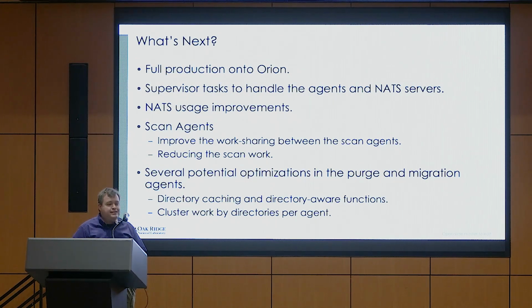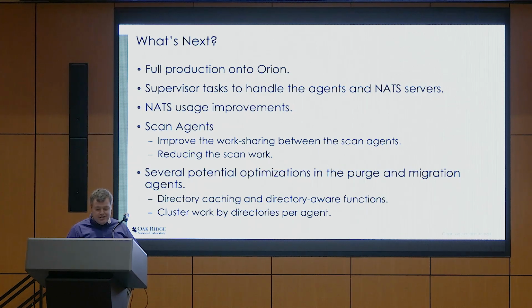So next for us and the rest of the PoliMOR team is moving into full production onto Orion. So doing purge and migrate. And then also, as you can see in this talk, adding some supervisor tasks to help handle the agents and NATS servers when errors occur. So that way I don't have to go and re-kick them. That way, we have a nice little supervisor process that'll just bump them for me. And we want to improve our NATS usage because there's no reason why the policy agent should be so slow in comparison to the scan agent.